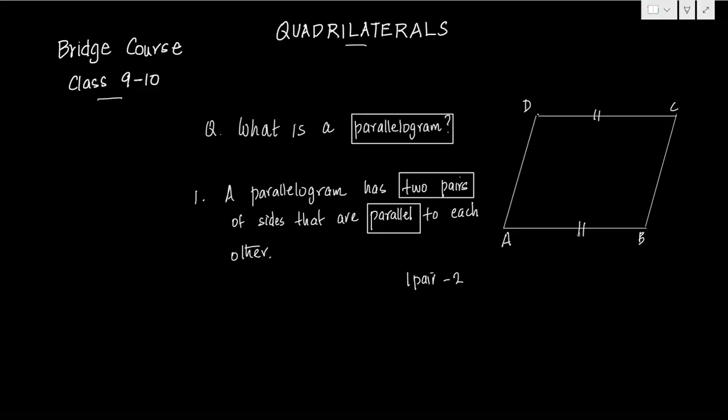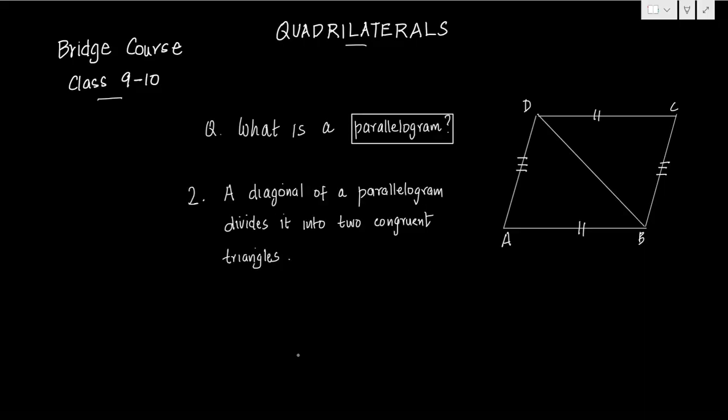So CD and AB are 1 pair. Similarly, AD and BC are another pair. So according to the first criterion, a parallelogram has 2 pairs of sides that are parallel to each other. This is condition number 1. Okay, so now let us look at condition number 2. So we come to condition number 2 that defines what is a parallelogram.